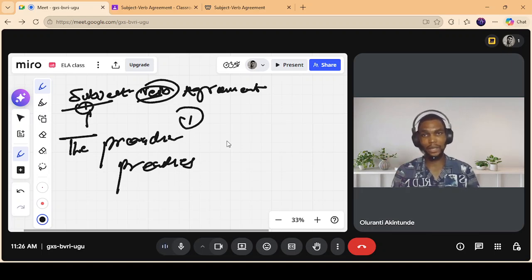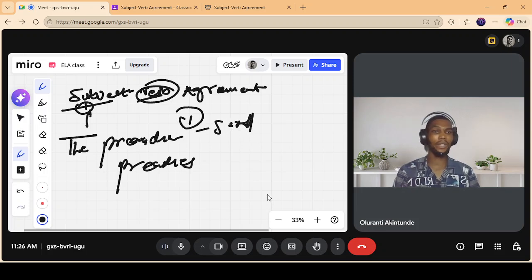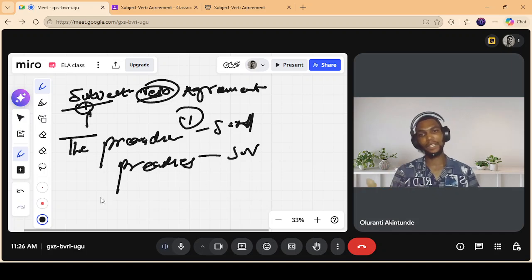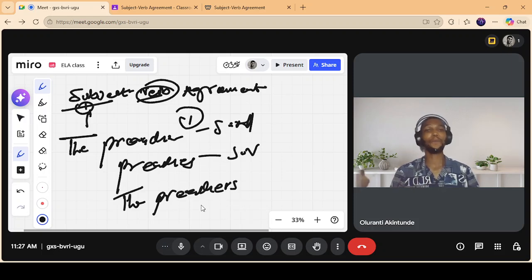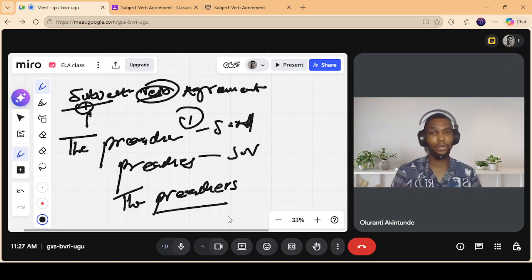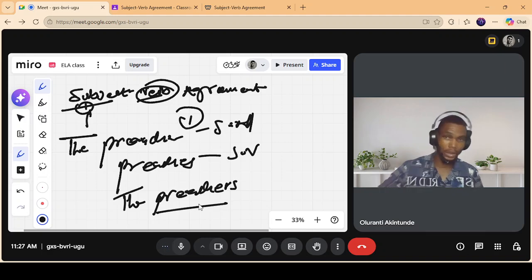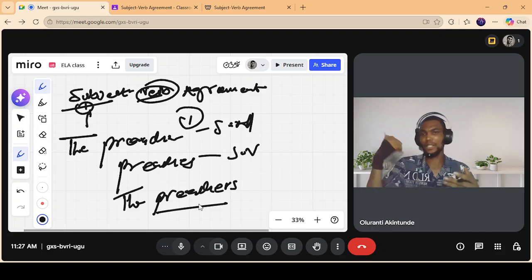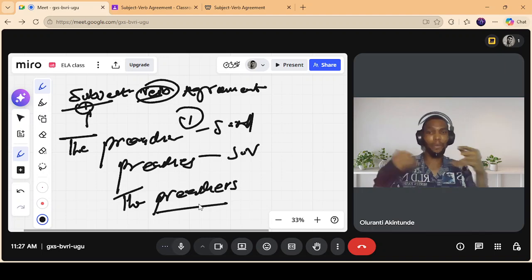Now the preacher is singular, one person, right? Singular noun. I'll write that in SN, singular noun. Right? That means the verb must also be in the singular verb, right? SV, right? So for example, if we have two preachers, the preachers, now, due to the fact that we have a plural noun, preachers, more than one, two, three, or more preachers. So that means the verb that is coming after must also be in the plural form. That is what it means for the subject and verb to agree. Singular subject, singular verb. Plural subject, plural verb.